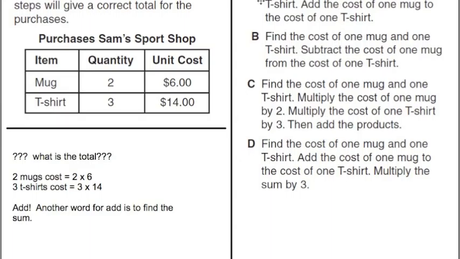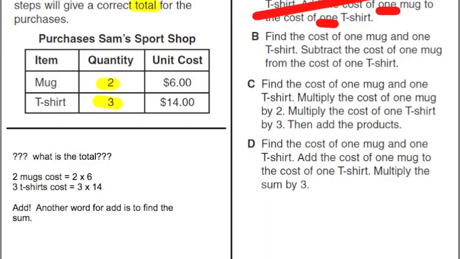Letter A says, find the cost of 1 mug and 1 t-shirt. Add the cost of 1 mug to the cost of 1 t-shirt. What's wrong with that answer choice? The part that's wrong is it's talking about the cost of 1 mug and the cost of 1 t-shirt. Over in the problem, it's wanting us to come up with a total. And we're buying 2 mugs and 3 t-shirts. So I think it's fair to say that this answer choice doesn't make much sense.